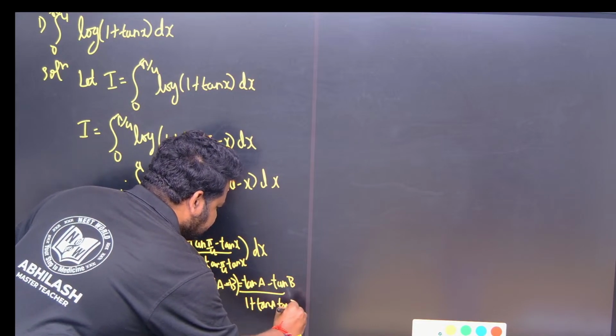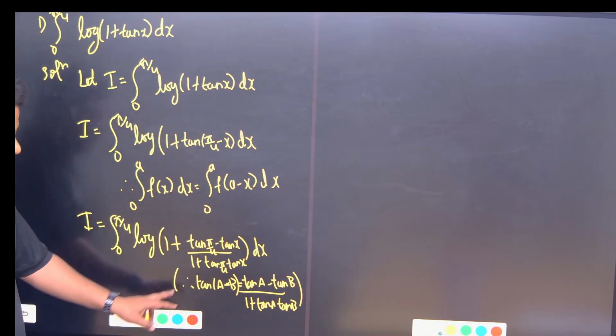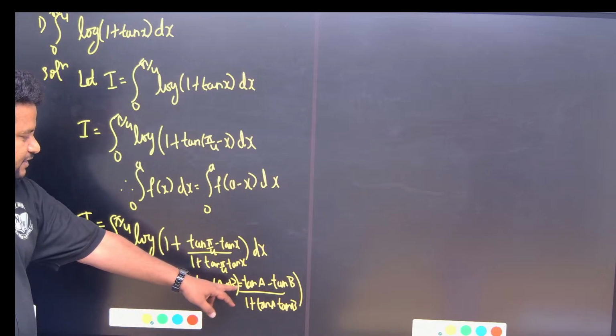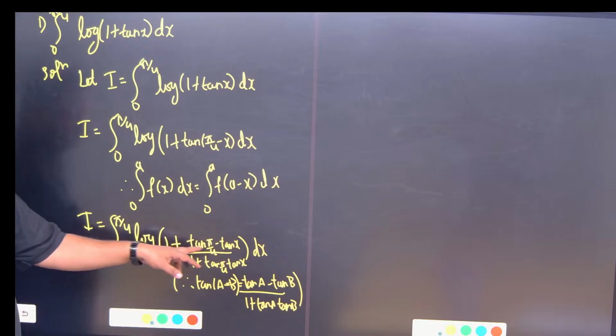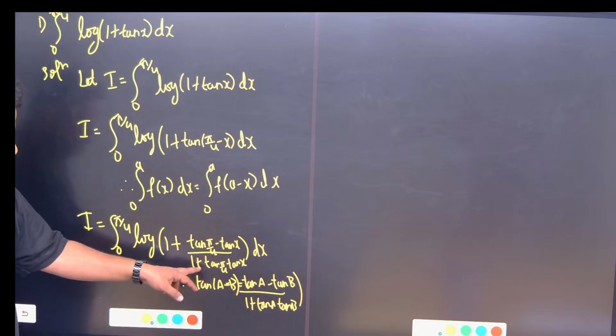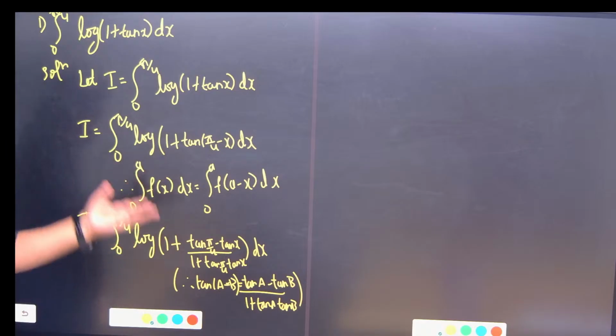Definitely you have to write the reason, since you are solving questions on definite integrals. So the integral from 0 to pi by 4 of log of 1 plus (tan pi by 4 minus tan x) by (1 plus tan pi by 4 into tan x). Now tan pi by 4 is what? We all know that the value is 1.